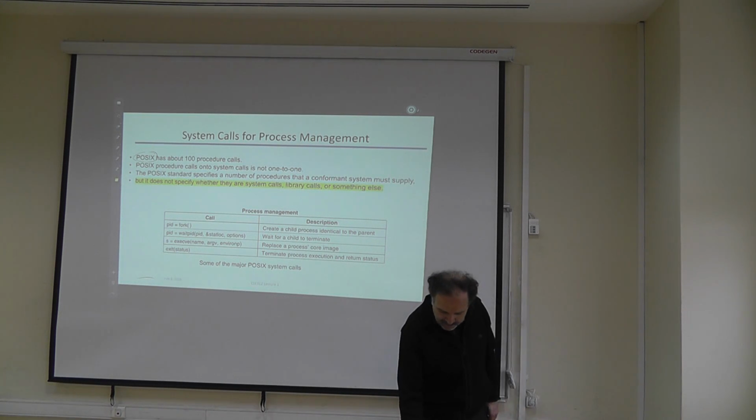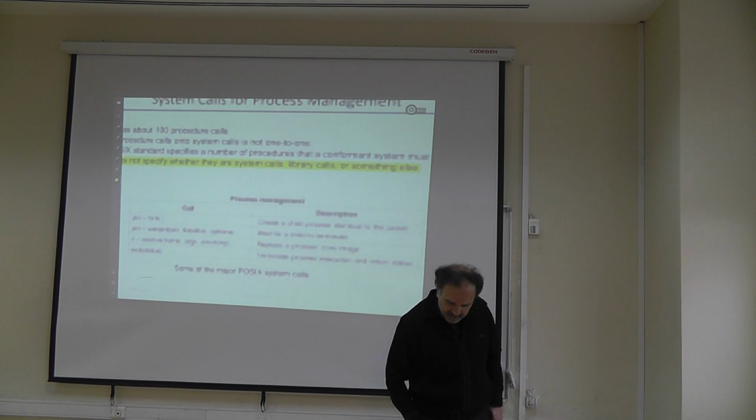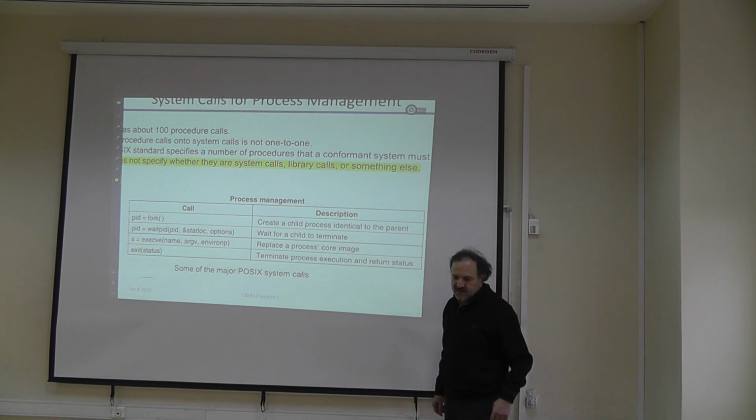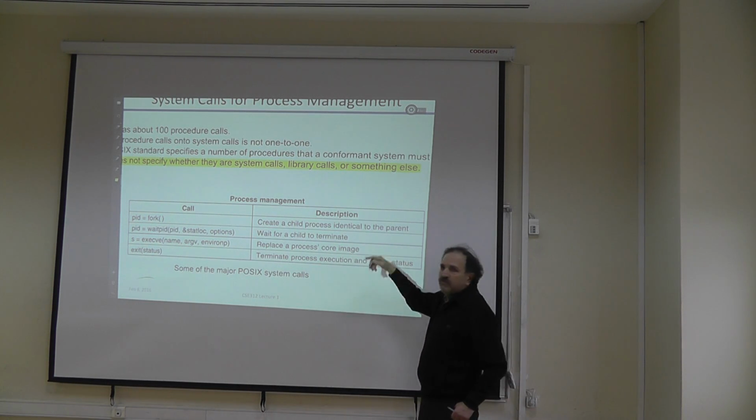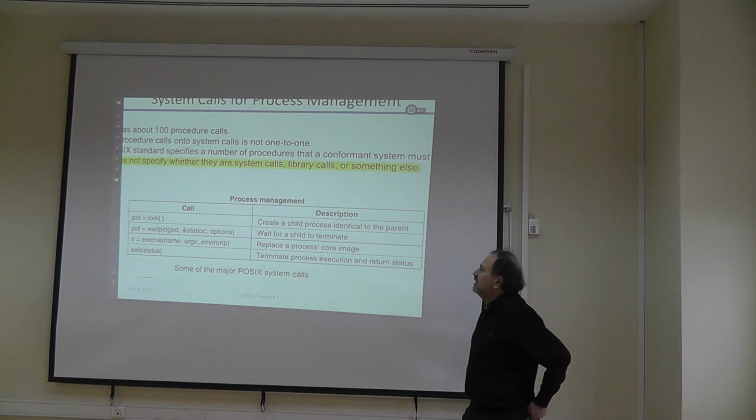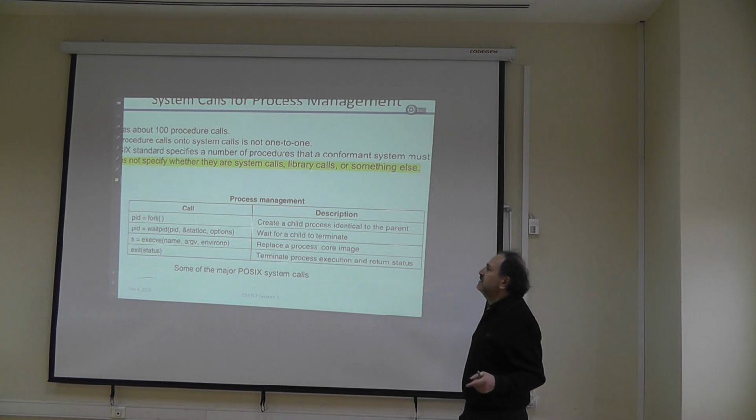So let's look at some of the process management system calls. The first one is fork. We all know this. When you call fork, what does it do? It creates a child process identical to the parent. So at the end of fork, we have one more process, which is the child of the current process. But it is exactly the same as the current process. So how do we differentiate between the parent process and the child process when we call the fork? Because it is identical.